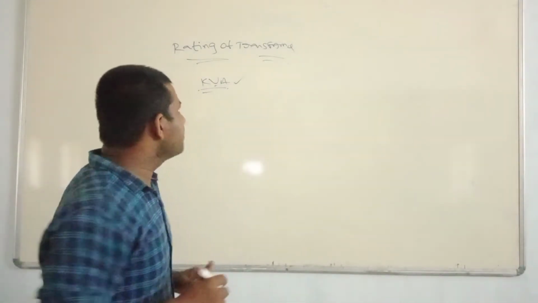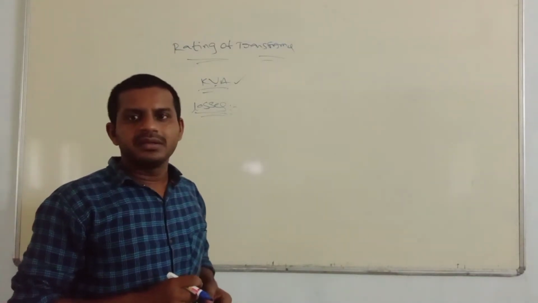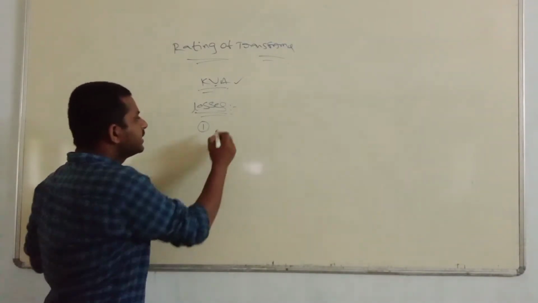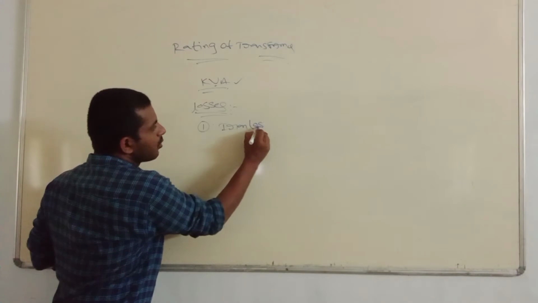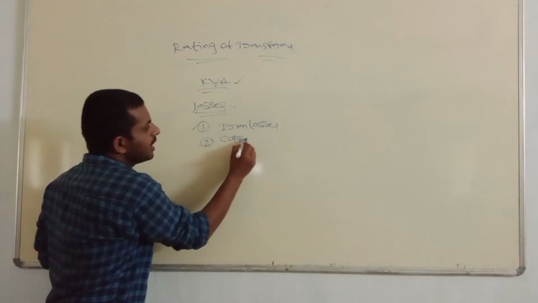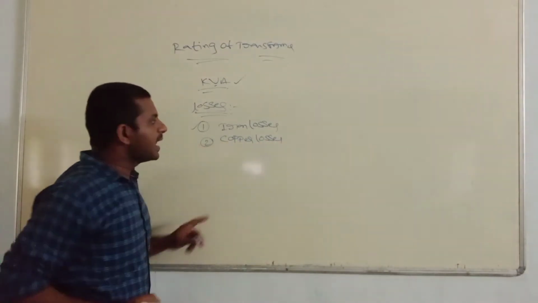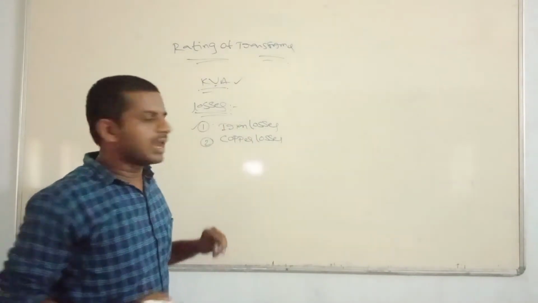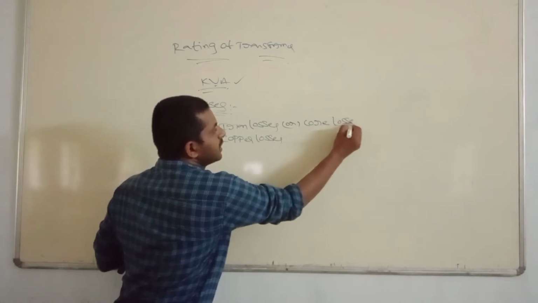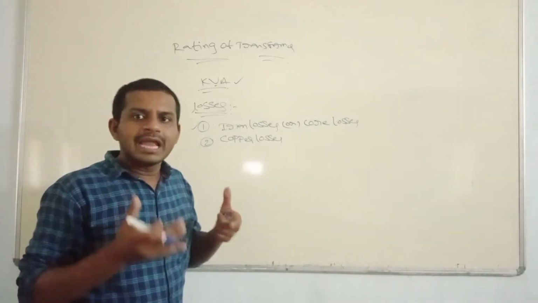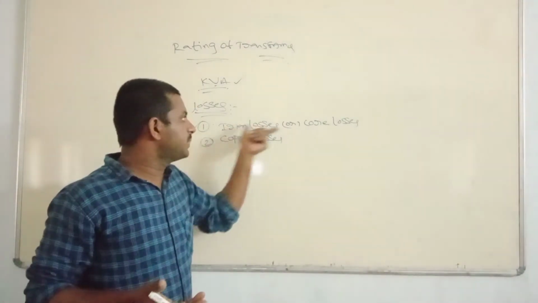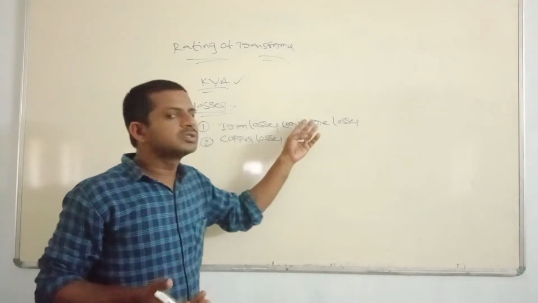Coming to the losses in the transformer, there are two types of losses occurring: one is the iron losses, and the second is the copper losses. The iron loss is also called core loss. Why? Because the core material is where the iron losses are produced, so iron losses are also called core losses.